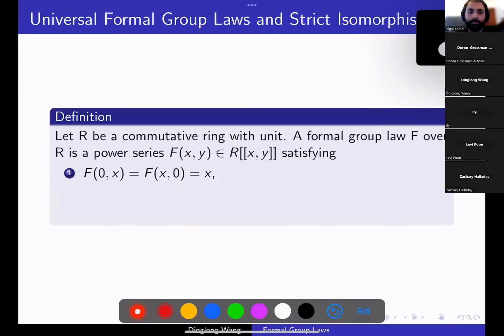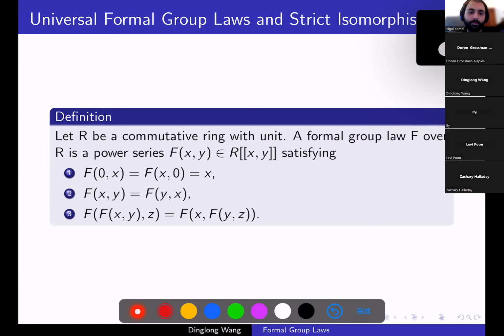So next, I want to directly jump to formal group laws. A formal group law is really a group operation, but there's some convergence issue. A formal group law is a power series over R, where R is a commutative ring with unit, and it satisfies the following conditions. First of all, it has an identity, and the identity is 0. Second, it is commutative. And third, it is associative.